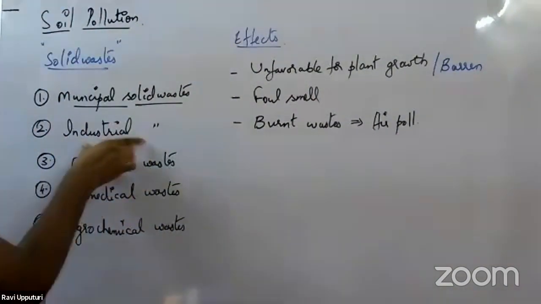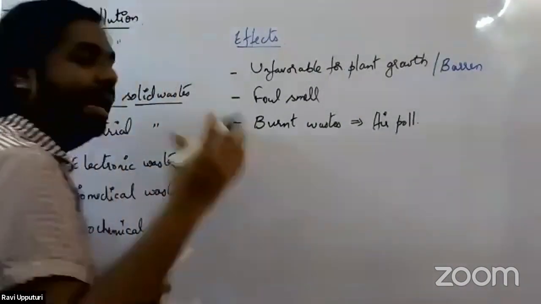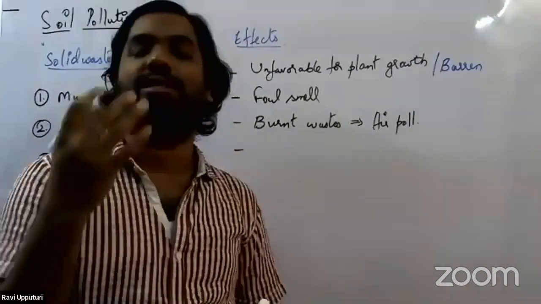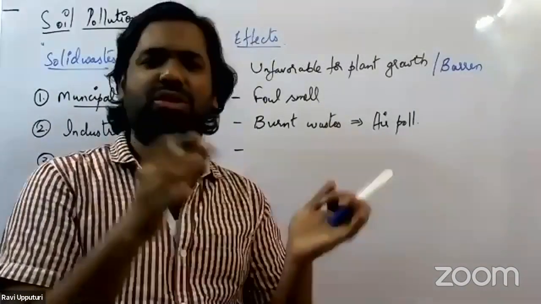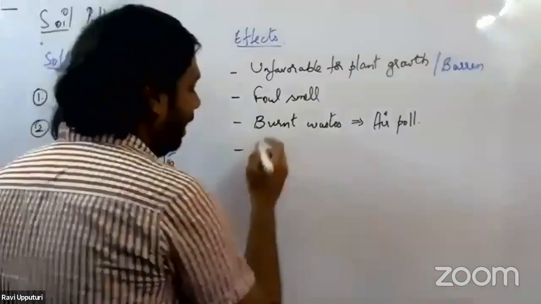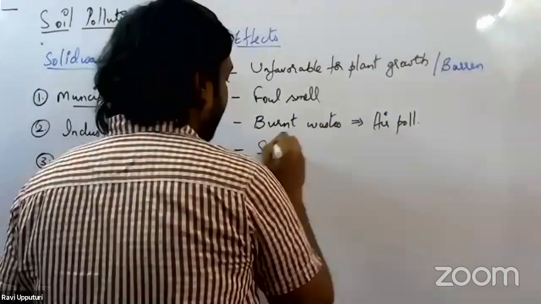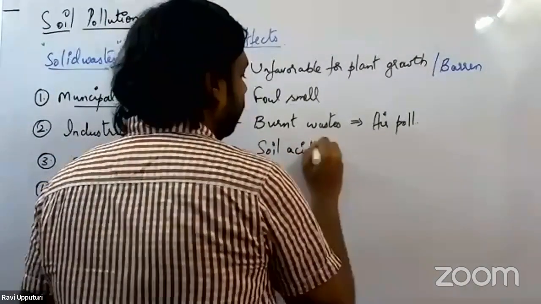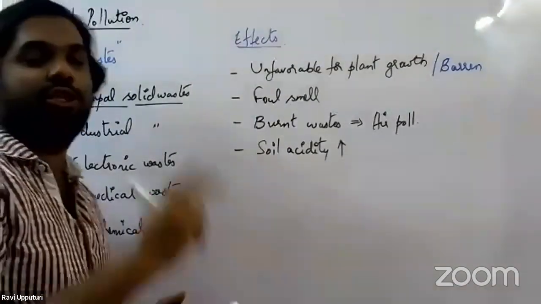Now, talking about the industrial waste, what happens with regards to the industrial waste? As the industry starts giving out its chemical substances, and as those highly toxic chemical substances and heavy metals are being disposed in the soil, the acidity of the soil starts increasing. So soil acidity increases. As the soil acidity increases, two things happen.